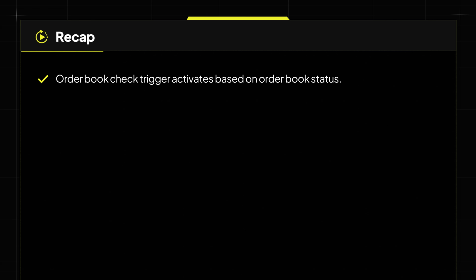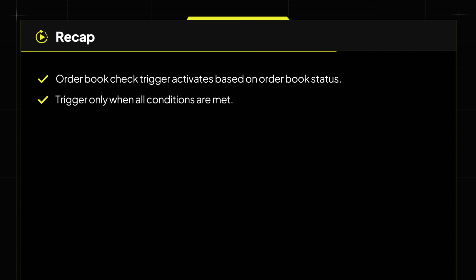Let's recap. Order book check scans the order book to create triggers based on parameters like pending, executed, cancelled, or rejected orders. Multiple checks can be combined, and the trigger activates only when all defined conditions are met.